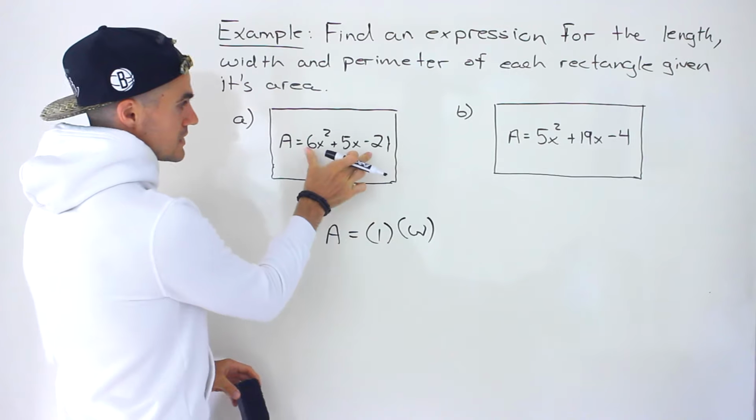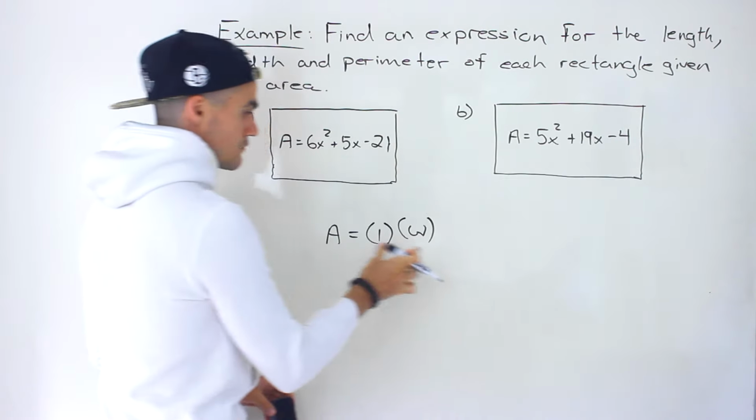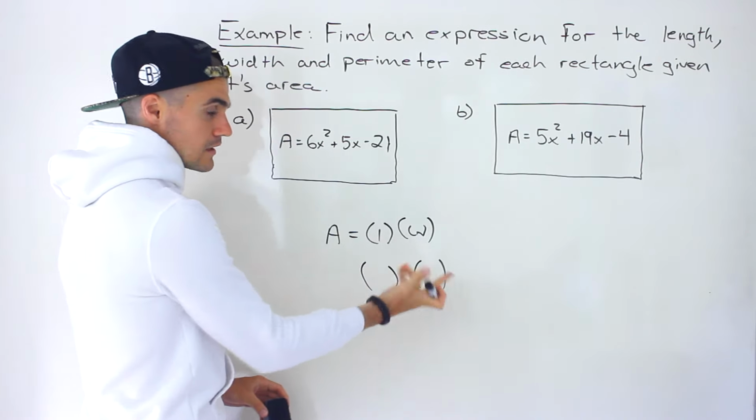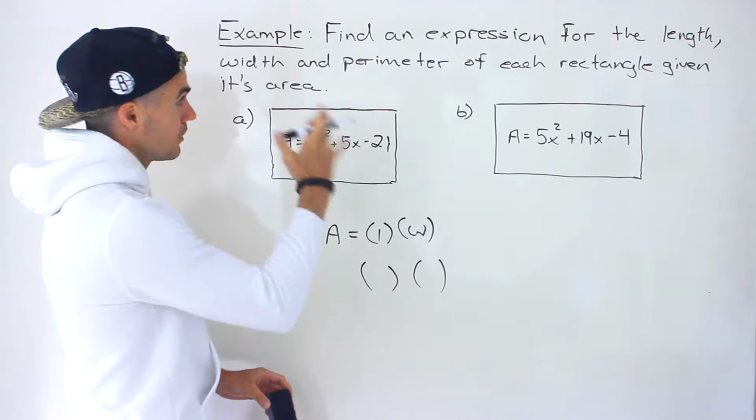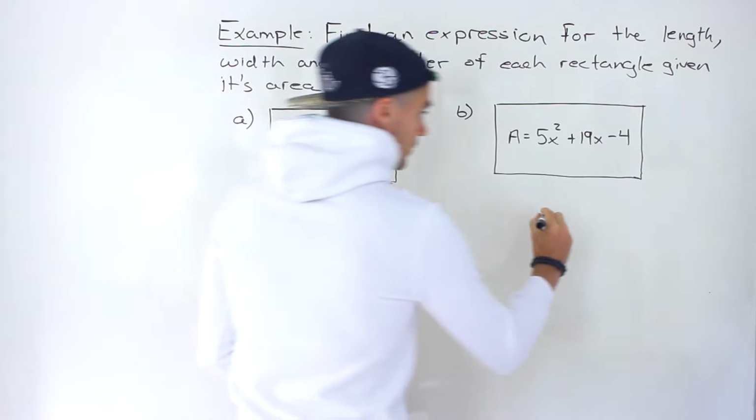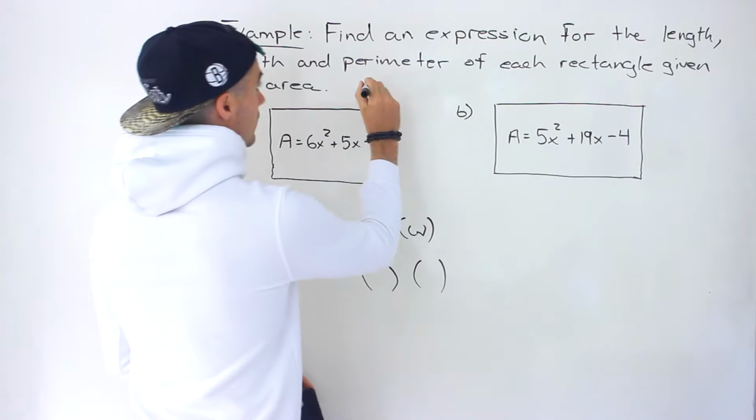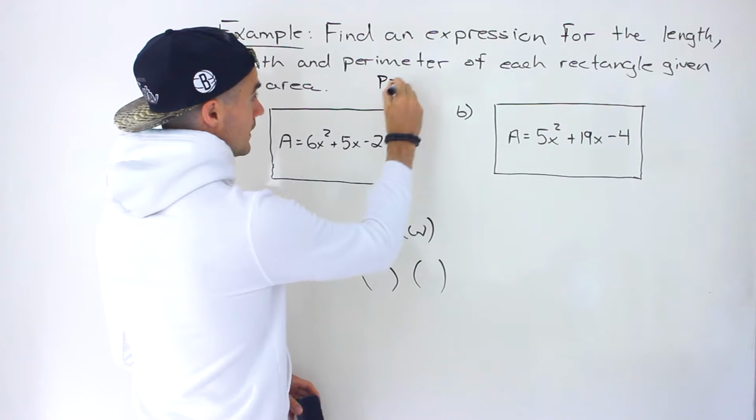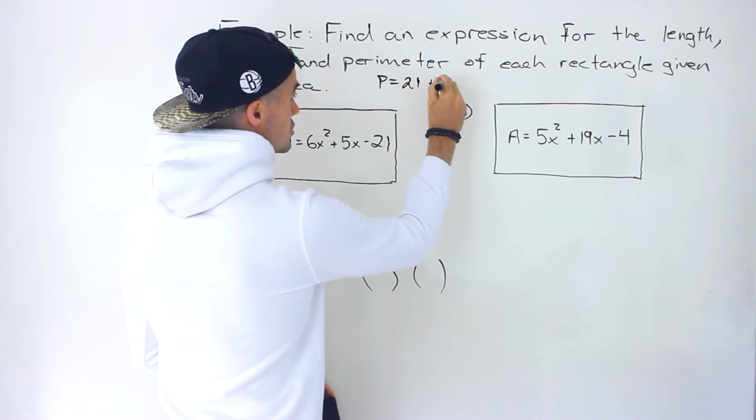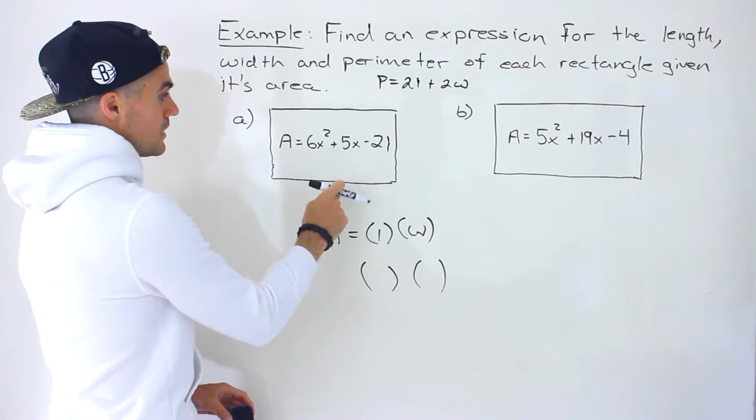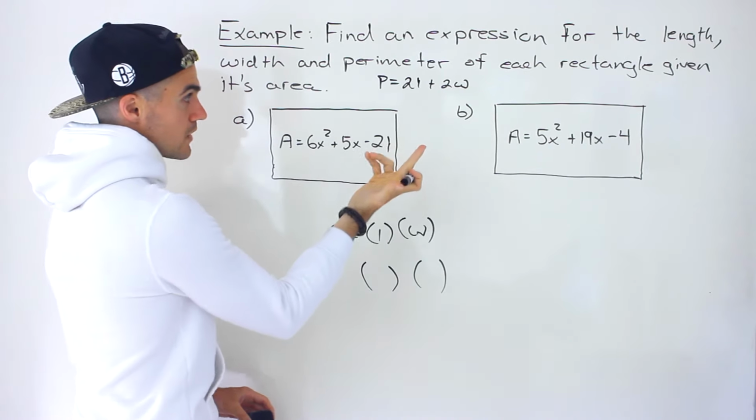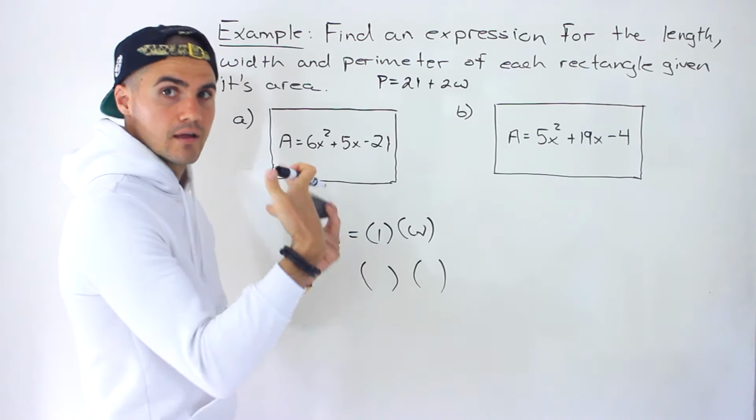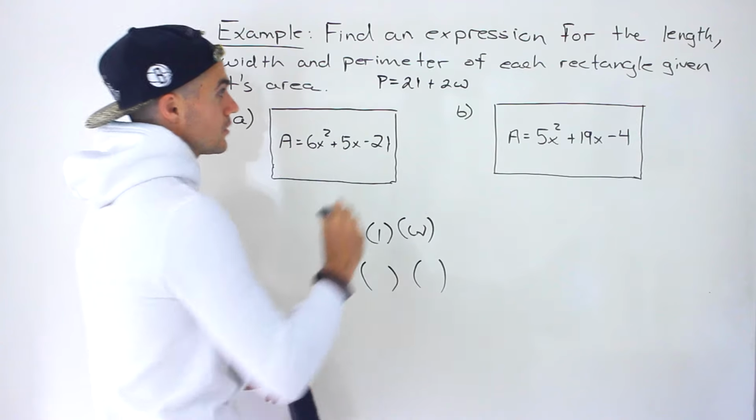And so what we could do is take these area expressions here and factor them into two factors, and then we'll have the length and the width expressions, which is part of the question. But then we also have to find the perimeter, and the perimeter, let's actually write it over here, for a rectangle is 2 times the length plus 2 times the width, right? Length plus width, like that. So once we get those expressions for the length and the width, we can just plug them in here, expand, simplify, get the perimeter.